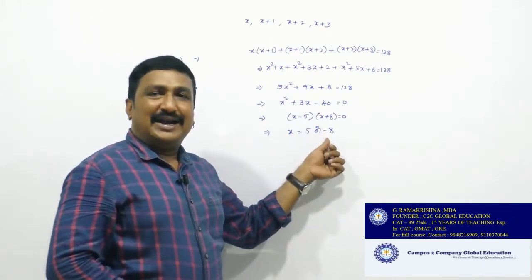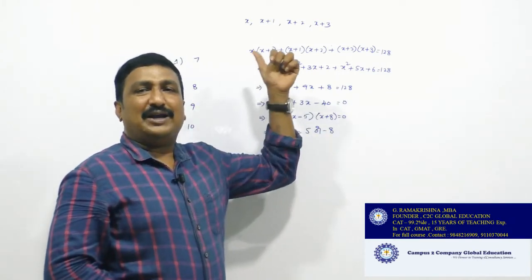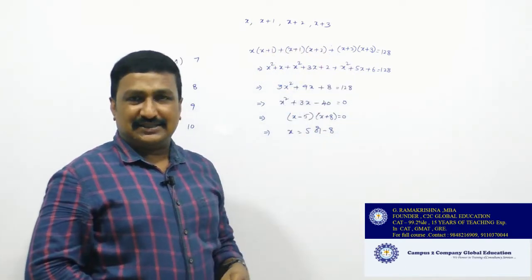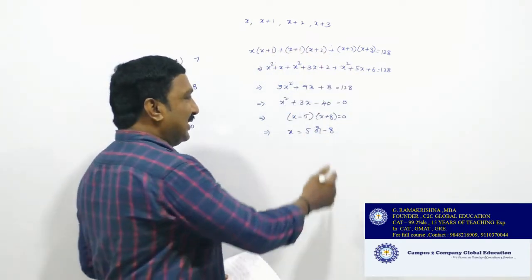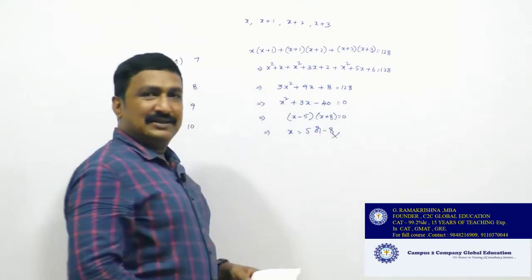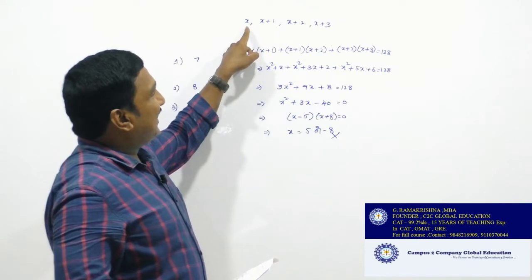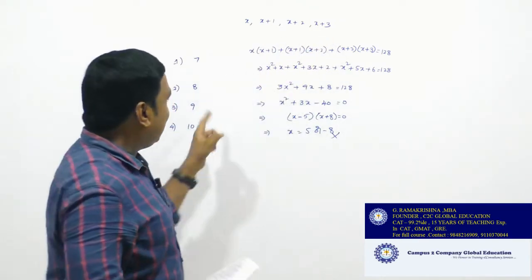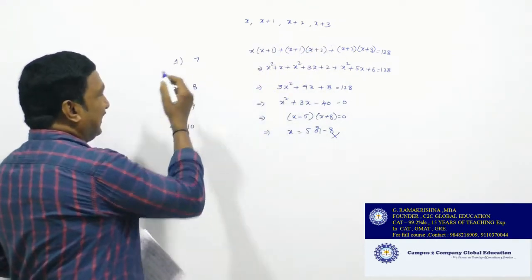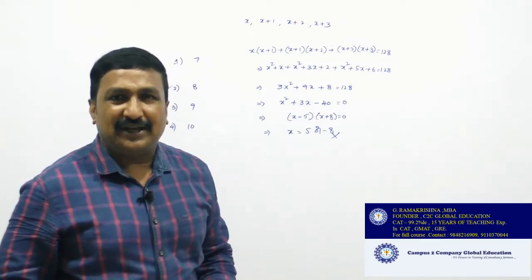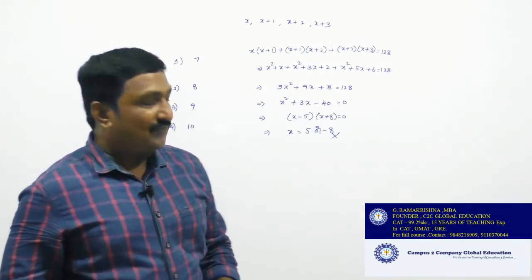But here minus 8, they gave that a, b, c, d are 4 consecutive positive integers. So we can eliminate minus 8. So x is equal to how much? 5. When x is equal to 5, the greatest one is equal to how much? 8. So the answer is 8. Okay now, friends, so like this we can solve the consecutive integer problems.